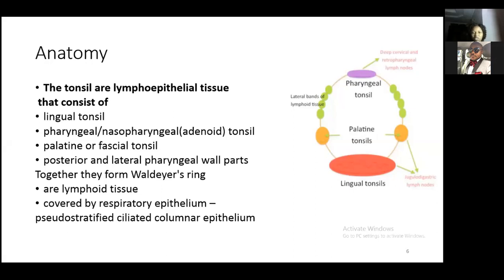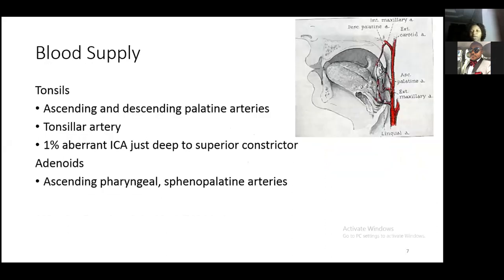As I said, the tonsils are lymphoid tissue covered by respiratory epithelium, which is pseudostratified ciliated columnar epithelium. The blood supply to the tonsil is via the ascending and descending palatine arteries and also the tonsillar artery. These two are branches of the facial artery. However, 1% is from the aberrant internal carotid artery, just deep to the superior constrictor muscle. The venous drainage follows the same pattern, whereas the adenoid is supplied basically by the ascending pharyngeal and sphenopalatine arteries.